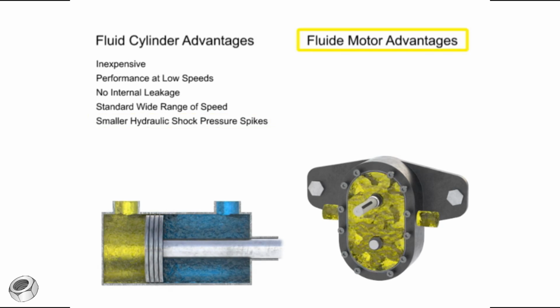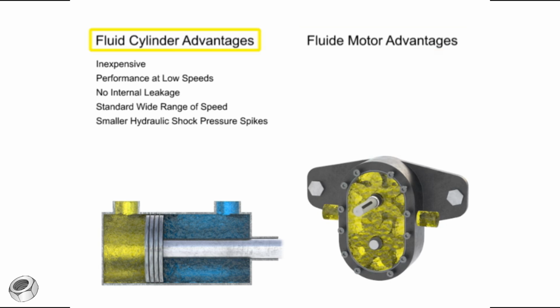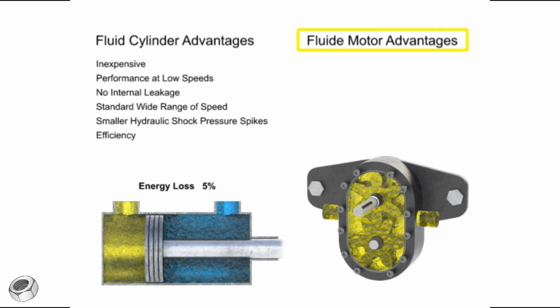Fluid motors tend to produce a much larger amount of hydraulic shock if stopped suddenly due to the momentum energy contained in their rapidly rotating loads. Finally, cylinders are much more efficient than the typical fluid motor. Energy loss can be held to about 5% in a well-constructed cylinder, but fluid motors or pumps experience power losses from fluid leakage and friction within the device. These losses can be anywhere from 10 to 25% of the input power.